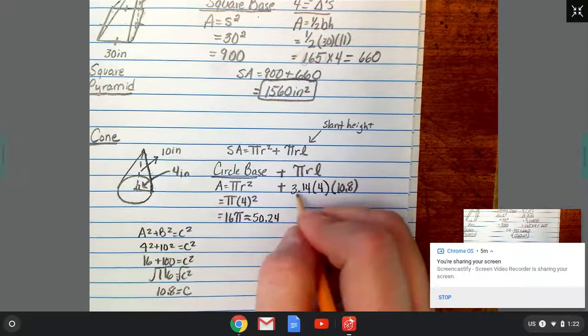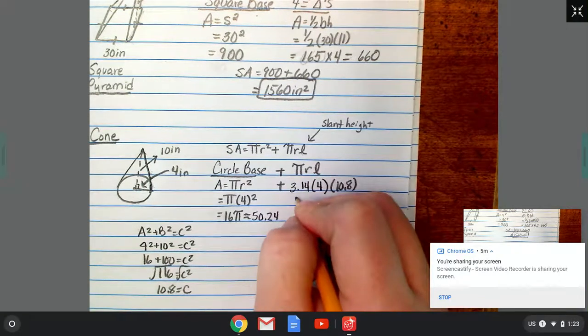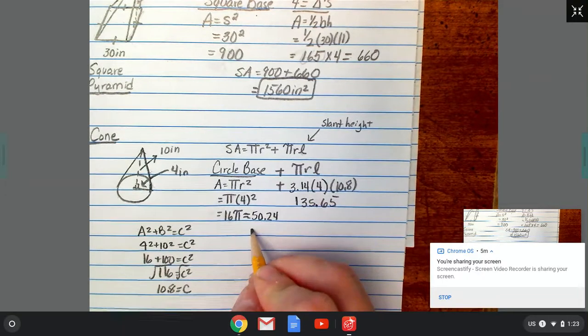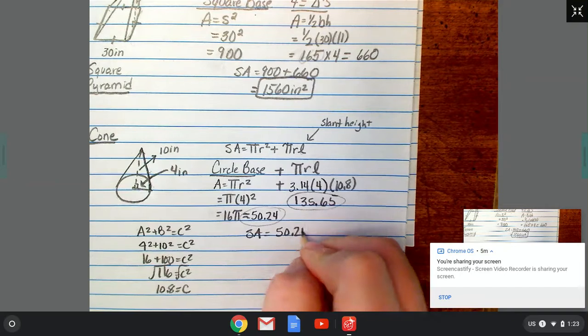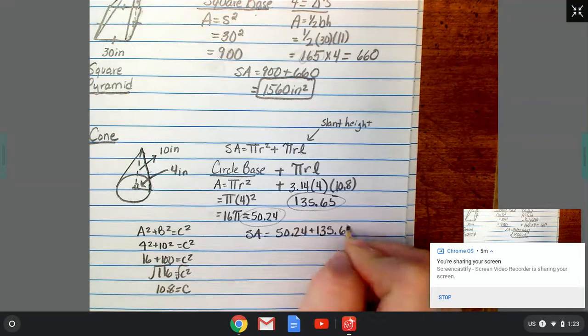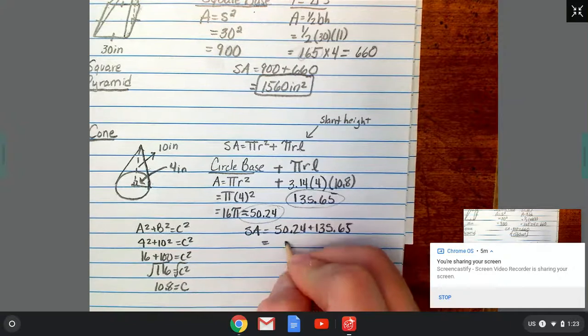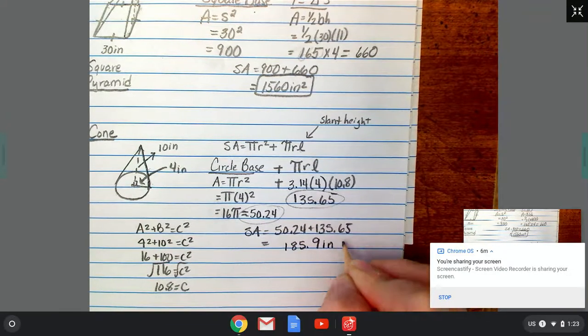Okay, so if we go ahead and calculate that, 3.14 times 4 times 10.8, I get 135.65. Okay, so the surface area is going to be these two added together, 50.24 plus 135.65. 185.9 inches squared.